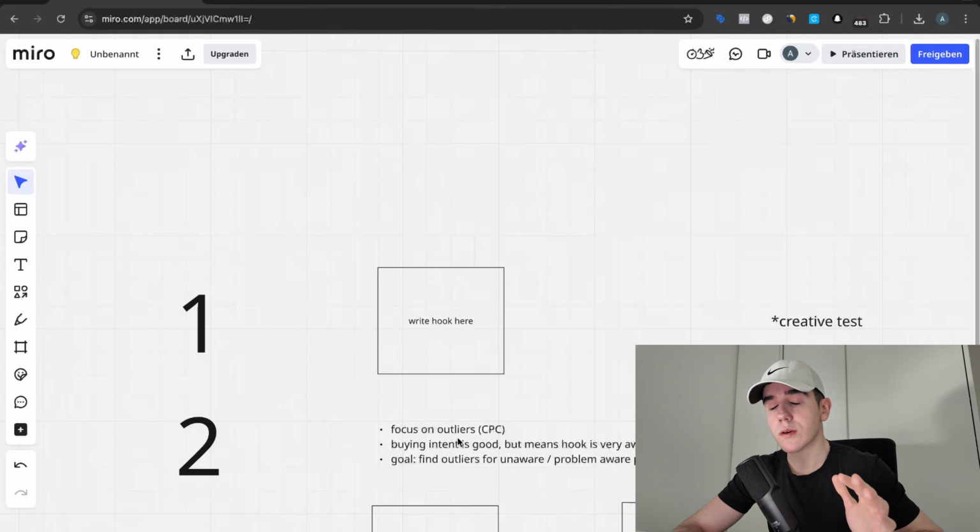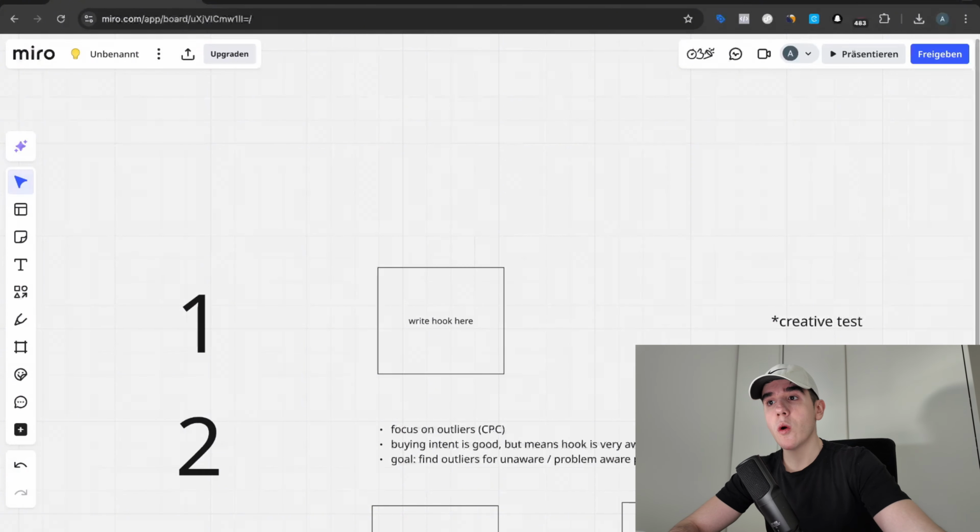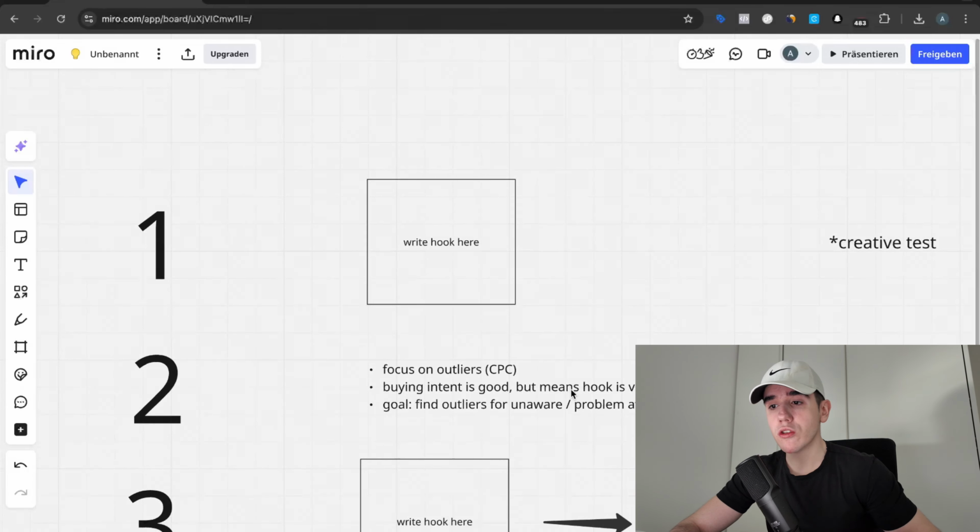I'm going to tell you what you'll look for in a second, but keep in mind, the sole purpose of this creative test is so that you find winning hooks, find winning concepts. You just want to find outliers. And so this brings me to step number 2: you have to focus on the outliers in terms of your cost per click, cost per link click, obviously.